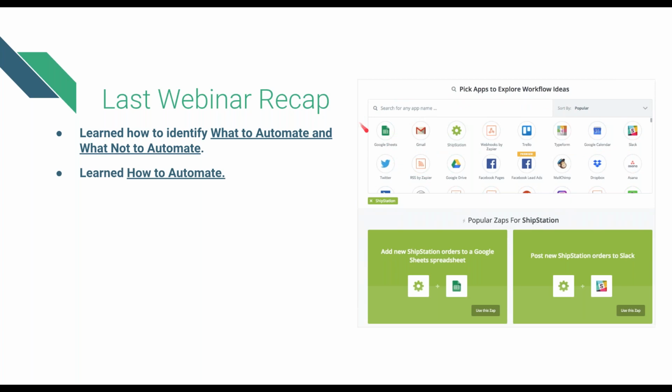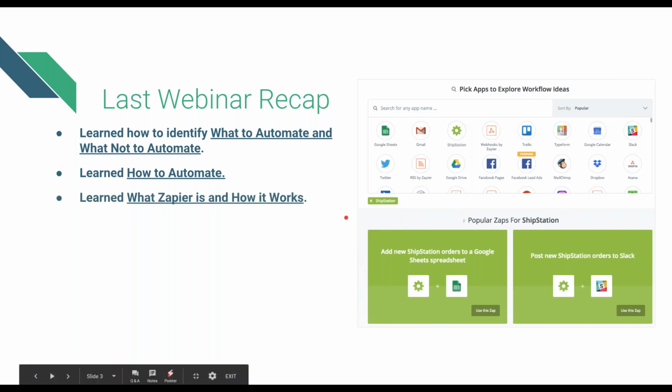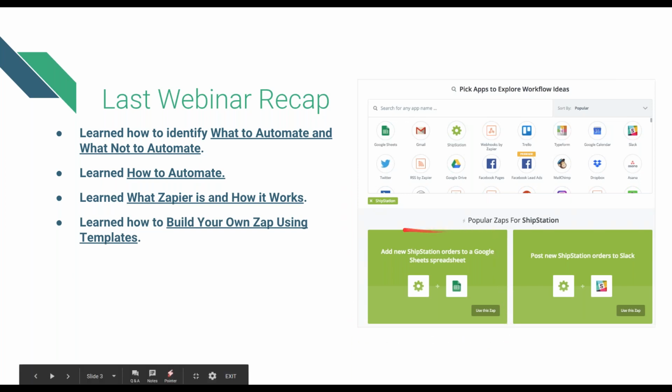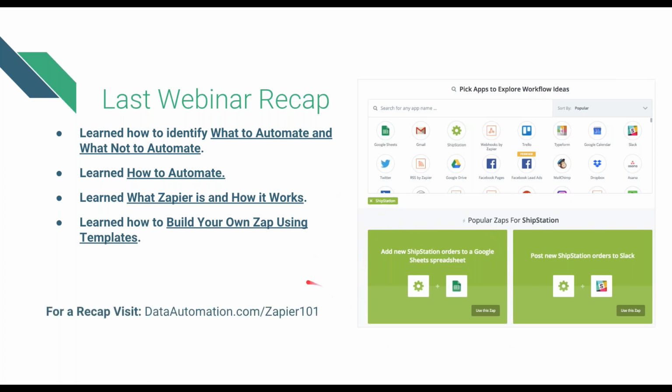We also learned how to automate, so how to kind of connect dots here. You can see there's some templates down here. We went through some of that. We learned about Zapier and some of the different connections or pieces, how it works, some of the nuts and bolts. And then, like I mentioned before, we went over one of these Zap templates, so you can see how to add new orders to a Google spreadsheet or something like that. If you're interested, you're welcome to go to dataautomation.com/Zapier101. That'll redirect you over to that other landing page. That's just a quick hyperlink we made so that you could find that webinar easily.